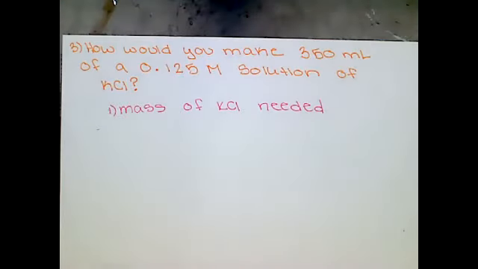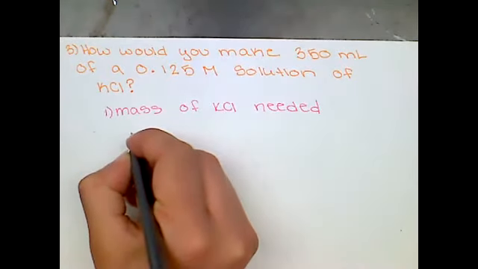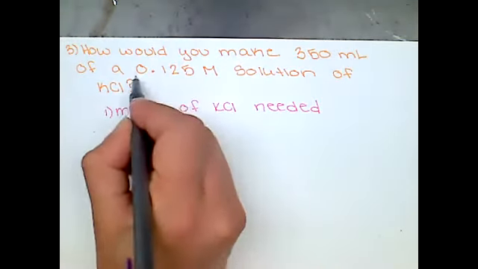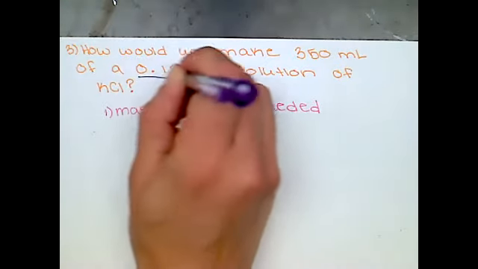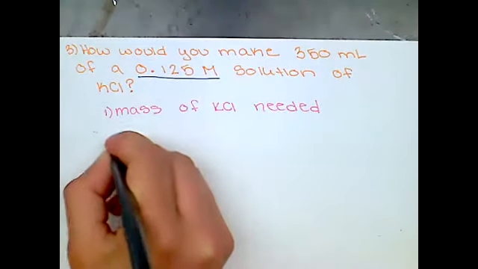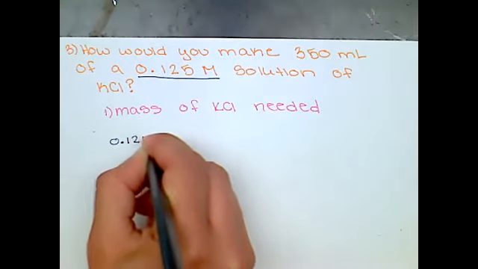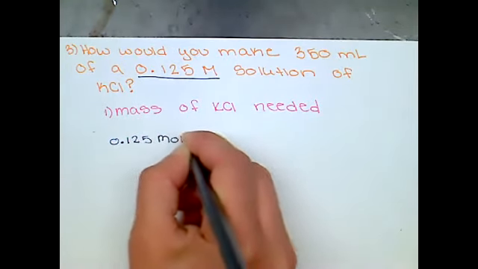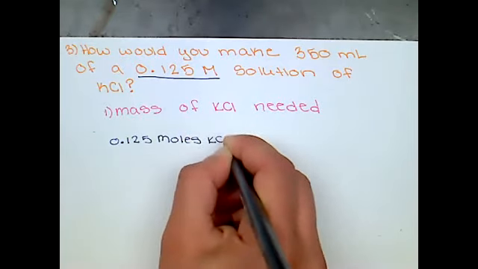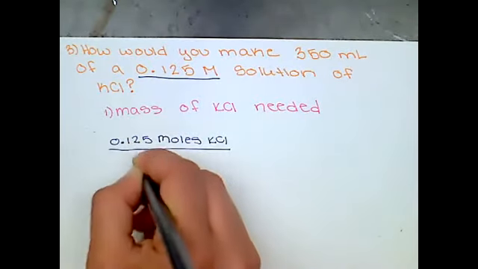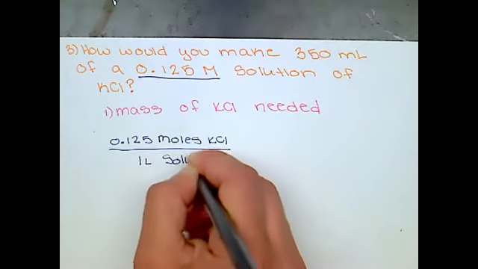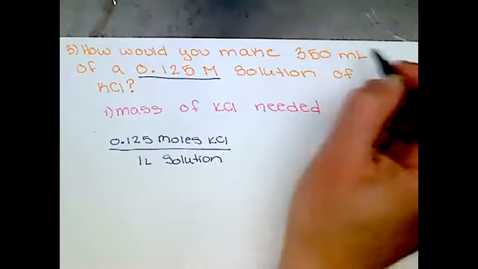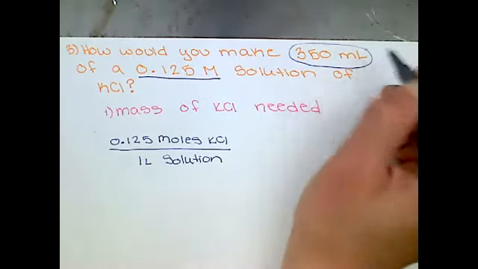That's the first thing that we need to calculate. And then we'll write how to make that solution. So if I want to figure out the mass, remember that we can take this molarity, this value right here, and break it up. We could say 0.125 moles of KCl over 1 liter of solution. Now, we don't want 1 liter, we want 350 milliliters.